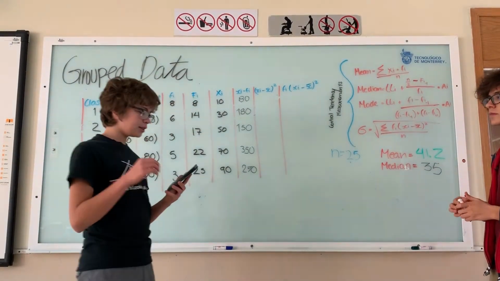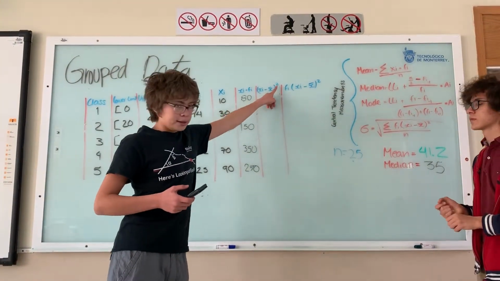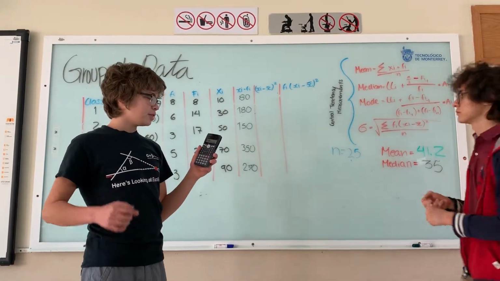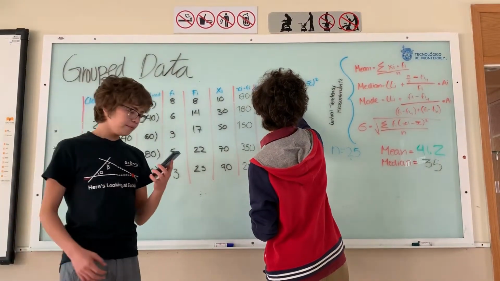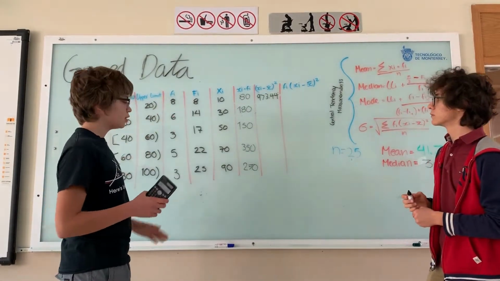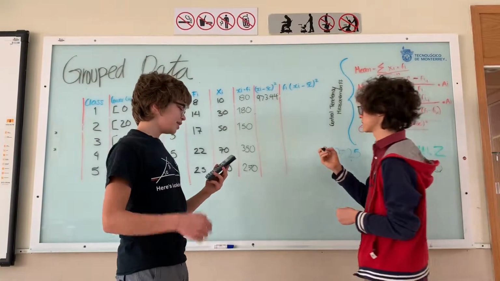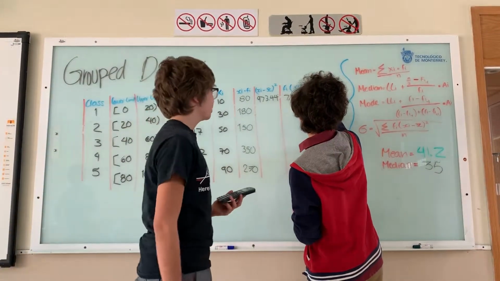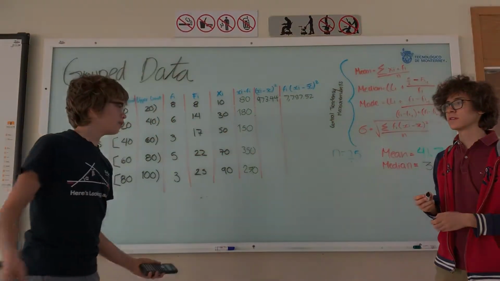It will give us minus 31.2, but we have to square it. So after doing that, we get 973.44. And then we have to multiply it times the frequency of each one. So times 8, we will have 7,787.52. And we have to repeat the process with all of them.